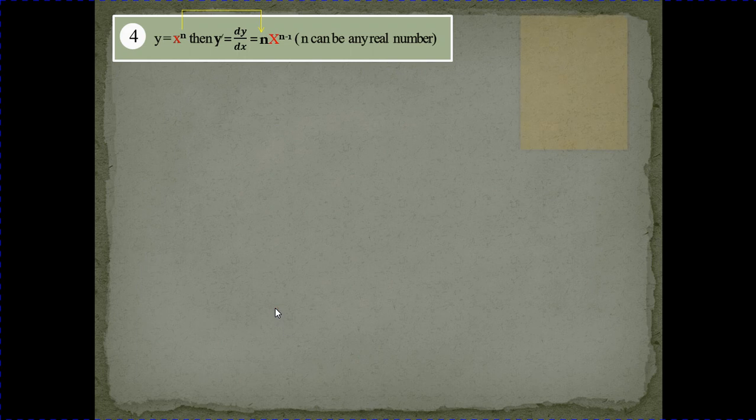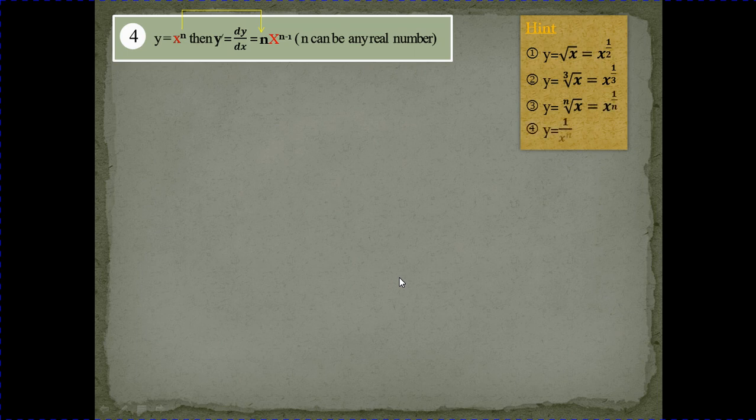If I have an example, before we start our example, you must know this hint. y equals root x, then it will be x power half. If y equals cube root x, it will be x power 1 over 3. If y equals nth root x, it will be x power 1 over n. If y equals 1 over x power n, it will be x power negative n.